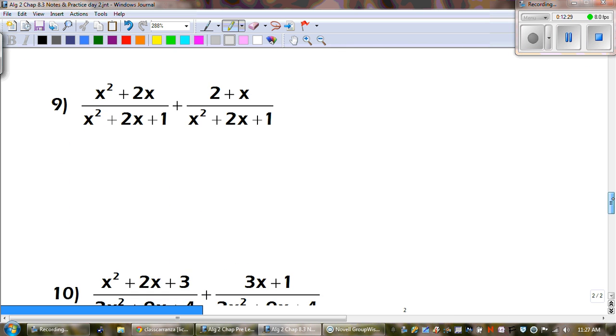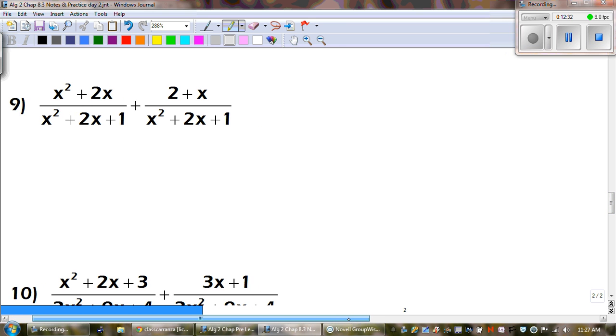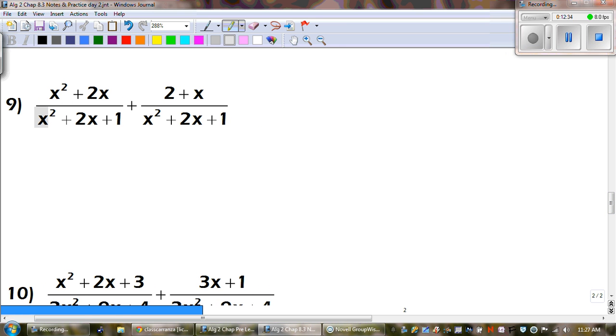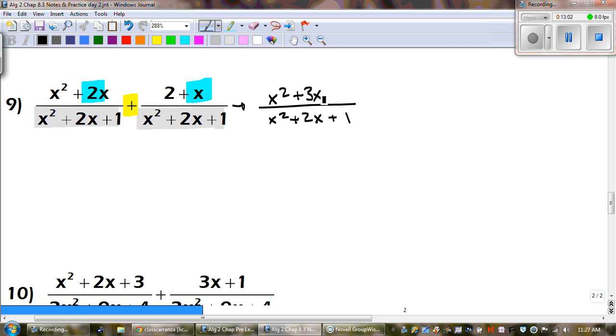Alrighty. Number 9. So, do we have the same denominator? What operation? All right, so the denominator stays the same, x squared plus 2x plus 1. Let's see if we can combine everything right away. Well, in standard form, I'm going to write the x squared. And now I'm going to combine the 2x and the x, which gives us 3x plus 2.